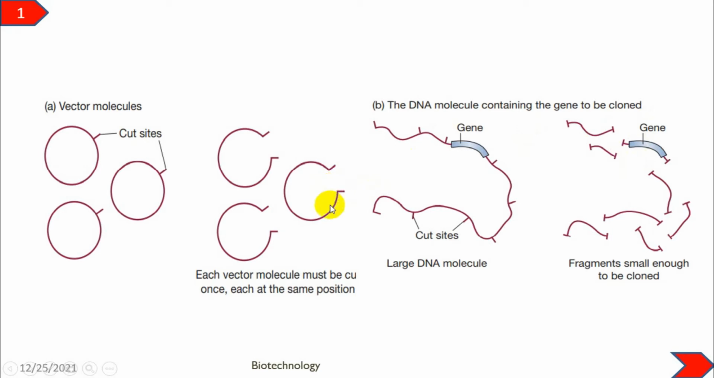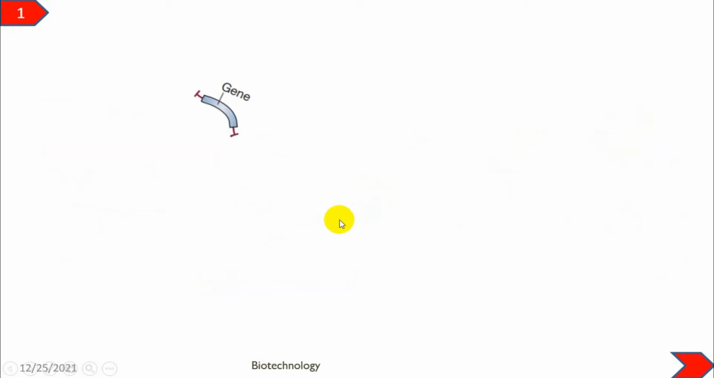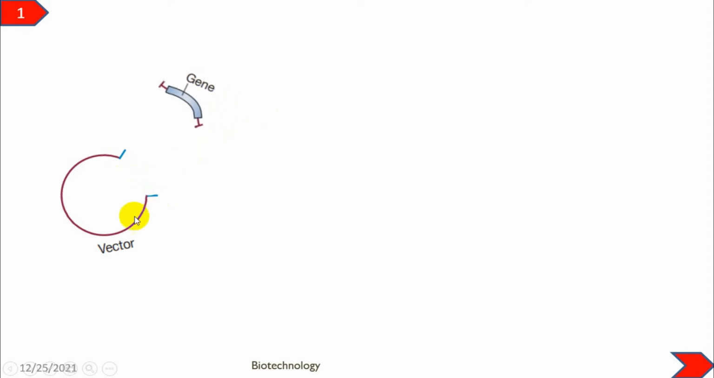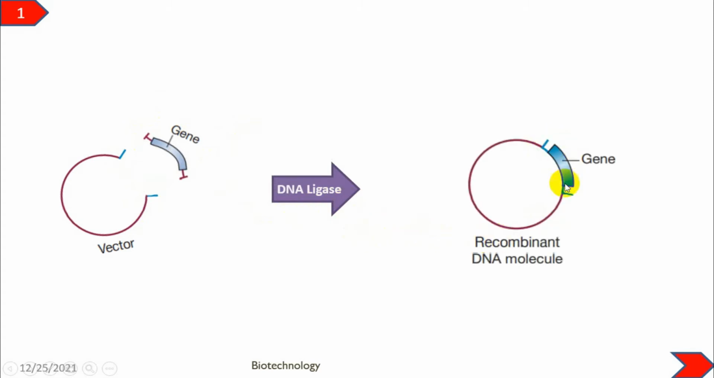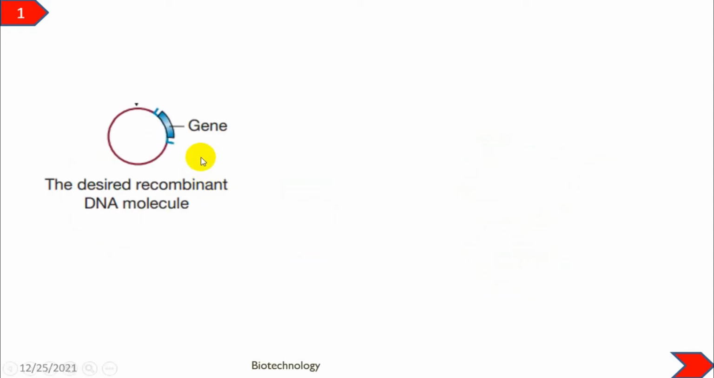Both the gene and vector have been treated with the same enzyme, hence it will produce the same sticky ends. These both will incorporate into each other and form a phosphodiester bond. DNA ligase will be the enzyme which will ligate or seal this DNA fragment or gene of interest with the vector. Now, the gene has been incorporated into the vector.